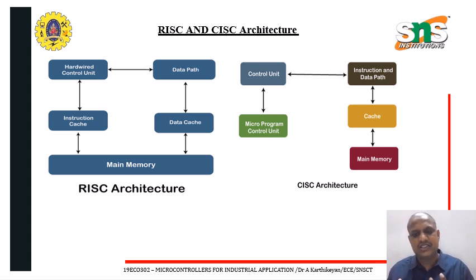In the CISC architecture, we have the control unit, a microprogramming control unit, and then the instruction and the data path, cache, and main memory. So what's the difference? The instruction cache is different; here it will have another end. The remaining things are the same, and the main memory has only one direction here, but in the other case we have two. That is, the RISC architecture has two parallel processing paths. That's the one main thing, and the remaining things are the same.